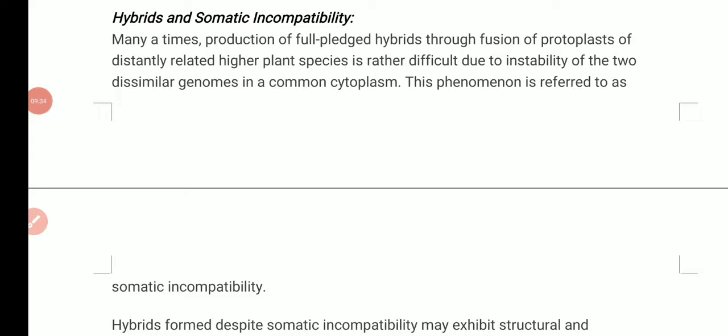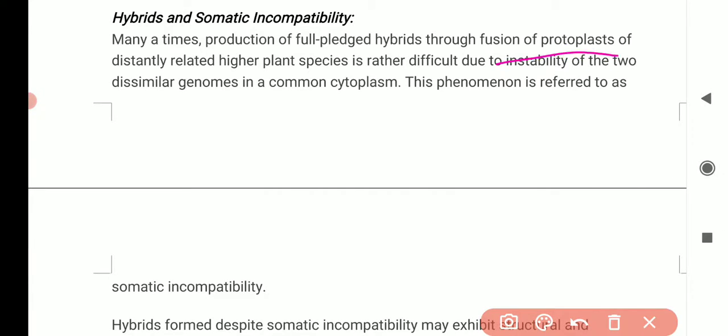Now, hybrid and somatic incompatibility. When you cannot fuse the protoplasts of distantly related plant species, because of the instability of the dissimilar genomes in a common cytoplasm, the hybrid cannot survive.